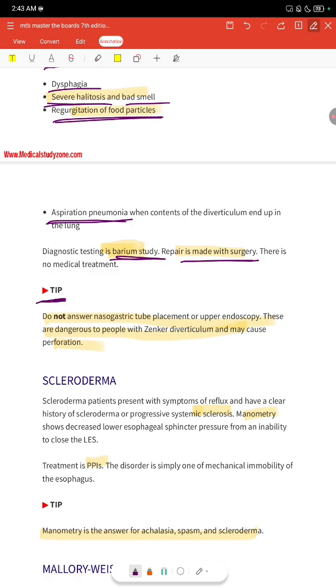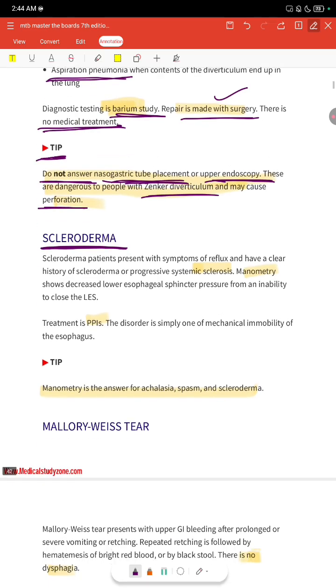Here is the tip. There is no medical treatment. Surgery is a gold standard. Do not answer nasogastric tube placement or upper endoscopy. These are dangerous to people with Zenker diverticulum and may cause perforation. So do not answer NG tube placement or upper endoscopy, because these are dangerous to the people with Zenker diverticulum. It can cause perforation.